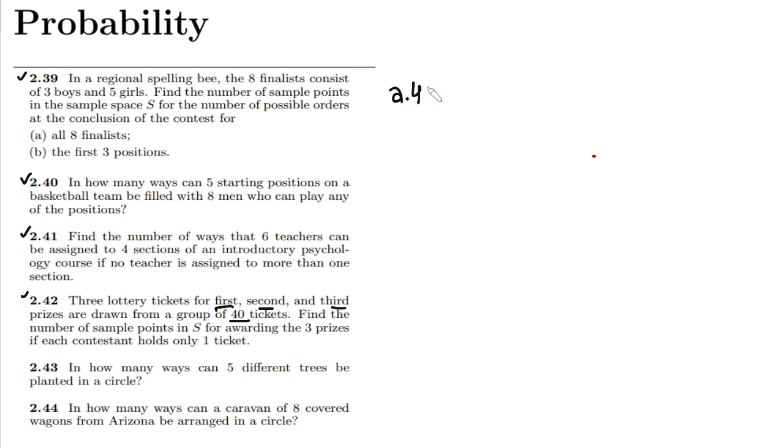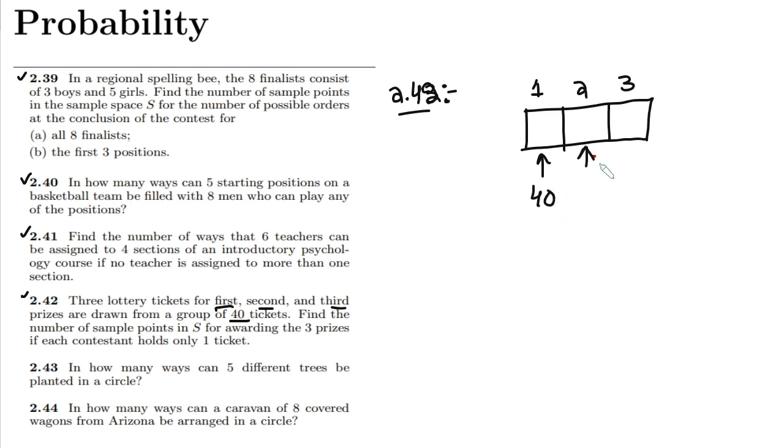This is 2.42, and the same scenario in which we have 3 options here: first, second and third, and for each option we have a different number of possibilities. So for the first one we have 40 possibilities, for the second we will have 39 because one has been occupied with this position, and for the third one we will have 38, and multiplying them together I will get the answer.